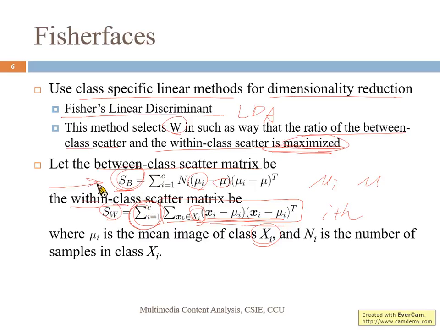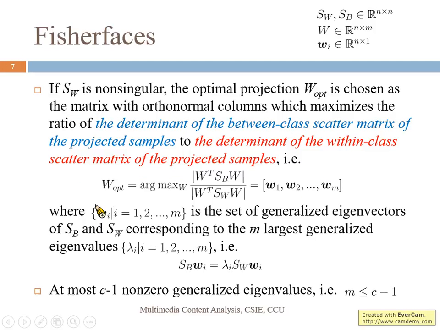The between class scatter, you can imagine, is the total difference between the face images belonging to different classes, and the within class scatter means the total difference of the face images belonging to the same class. Okay, and we try to maximize this ratio.